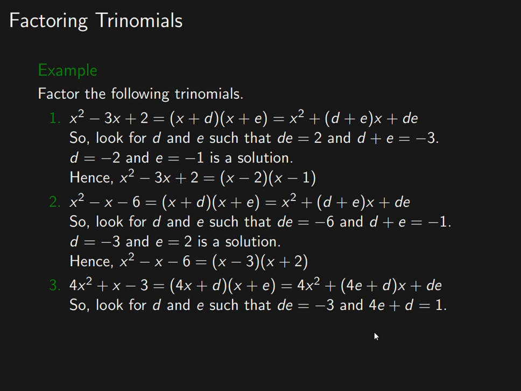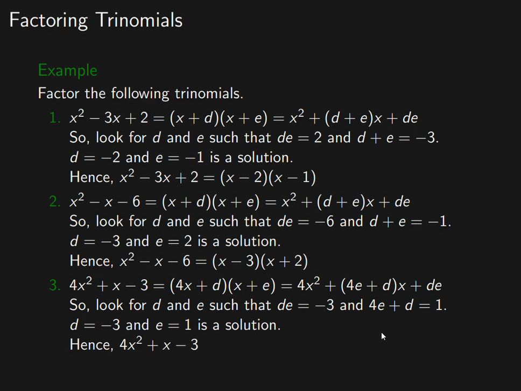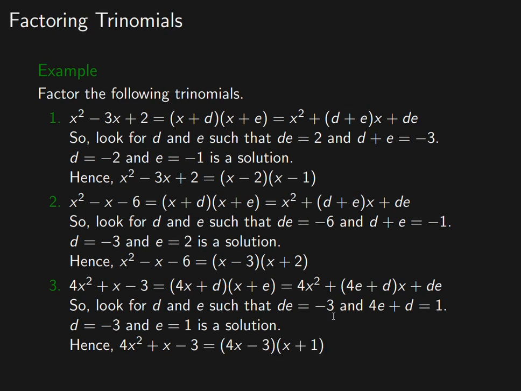So one solution is d equals minus 3 and e equals 1. So 4 times 1, which is 4, plus minus 3, which is 1. So 4x squared plus x minus 3 factors to (4x − 3) times (x + 1).